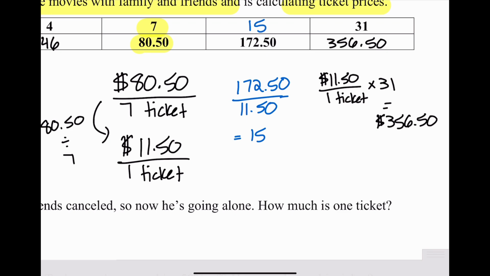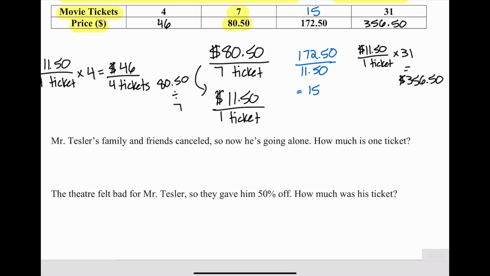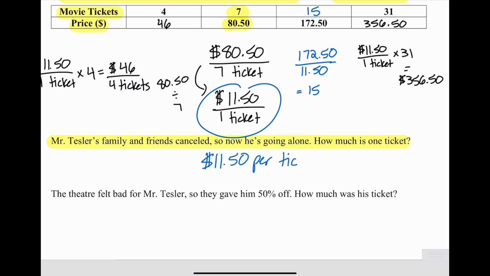All right. That's pretty much all we need for the table. Right here, the next part is Mr. Tesler's family and friends canceled, so now he's going alone. How much is one ticket? I know, so sad, right? But we already figured that out earlier, so we know it's going to be $11.50 per ticket. We can write this per ticket if we want, or you could have just put $11.50. I wouldn't have minded that.